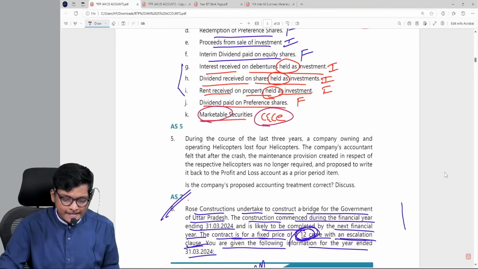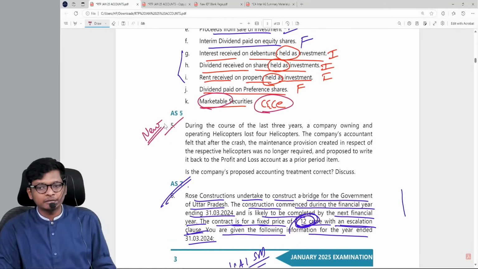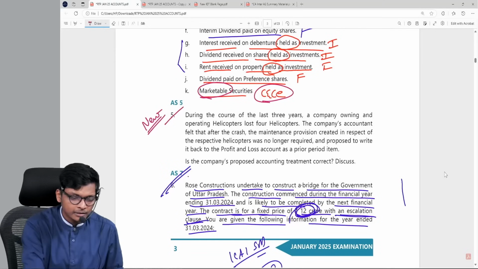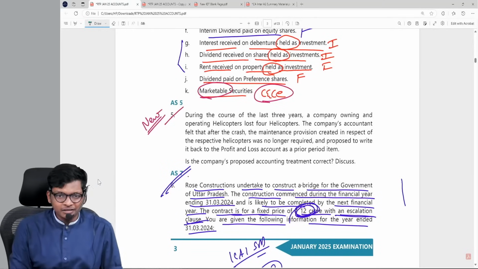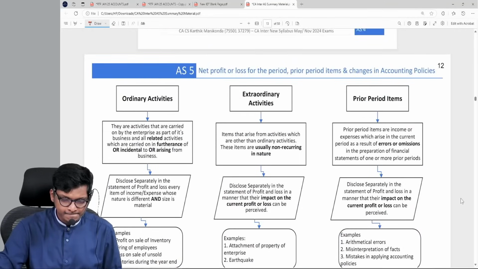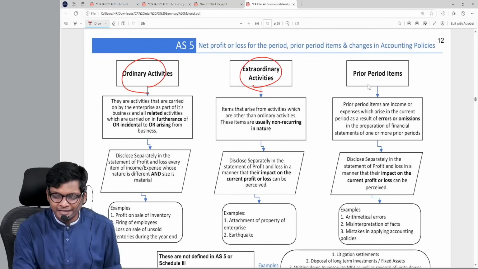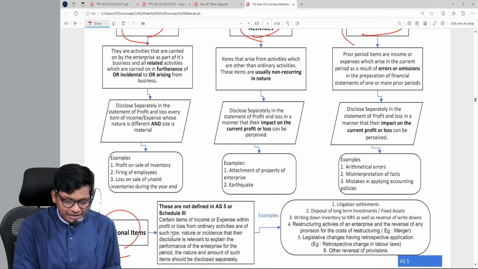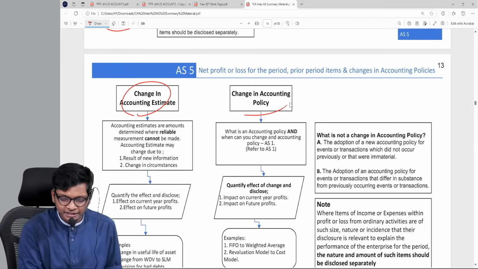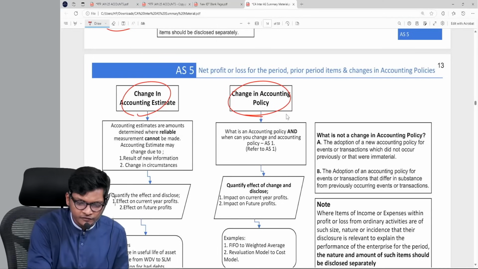Okay. Next, AS5. Easy question, but a new question added again. In the starting I only told 4-5 questions, so this also is a new question, guys. But not that difficult, easy. AS5 talks about what, guys? Everybody knows AS5: net profit for the period, ordinary activities, extraordinary activities, prior period items, and exceptional items. Then change in accounting estimate, change in accounting policy. All separate concepts. In our marathon, in 1 hour, we would have finished this.